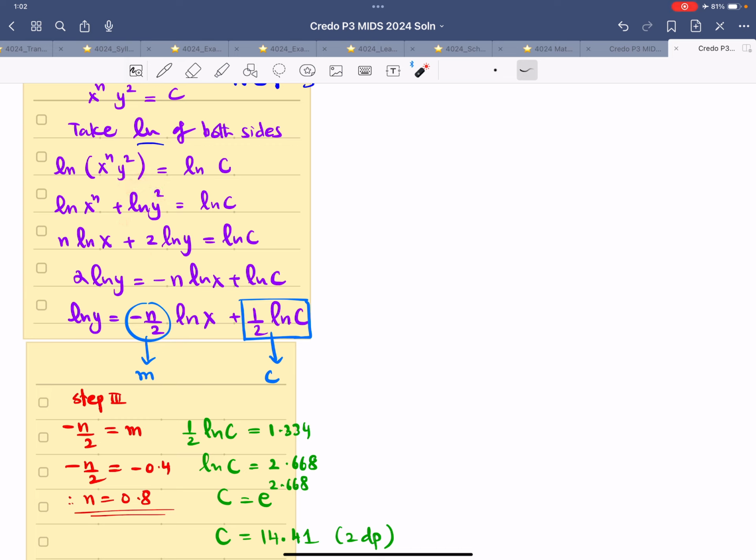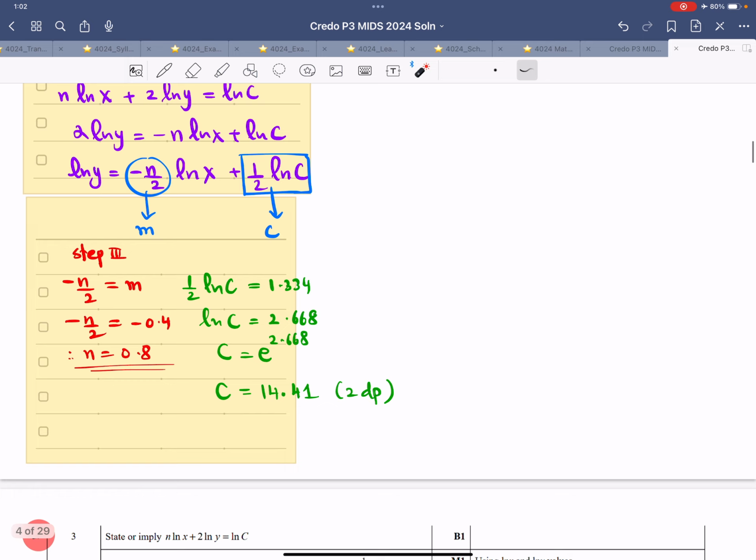Make ln y the subject. ln x is on the x-axis, so the coefficient of ln x is the gradient. And the constant all alone is c. Step 3, join coordinate geometry with the linear law thing. So negative n over 2 is equal to m. The value of m is negative 0.4, negatives cancel, n is 0.8.